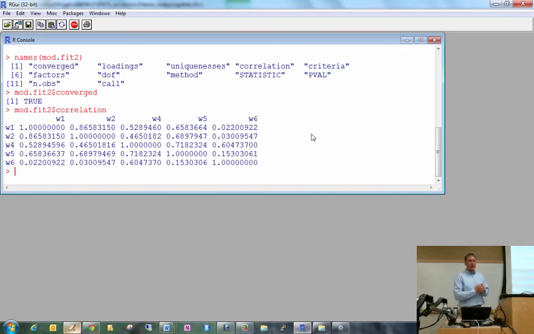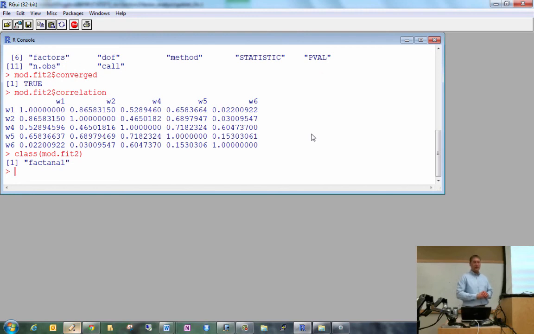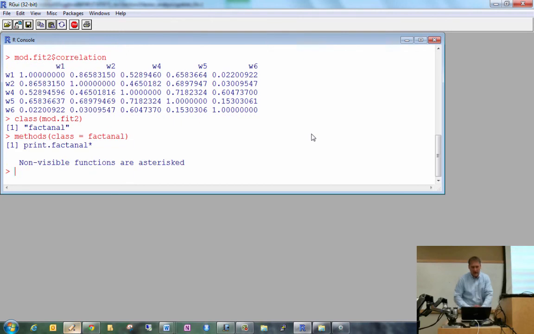Now, another thing that you should do is determine, well, what is the class of the object that is returned to you from the function? Well, it just so happens to be called fact_anal. And so if I want to see the methods functions that are available to me, I can do methods(class = "fact_anal"). And notice there's only one methods function that's available to me.